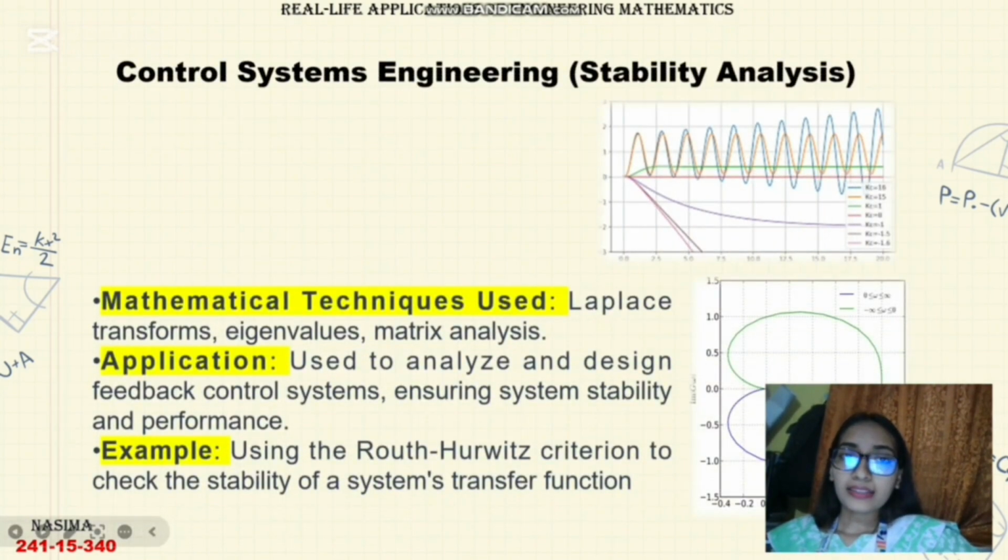Control systems engineering. Mathematical techniques used: Laplace transforms, eigenvalues, matrix analysis. Application: analyzing and designing feedback control systems, ensuring system stability and performance. For example, using the Routh-Hurwitz criterion to check the stability of a system's transfer function.